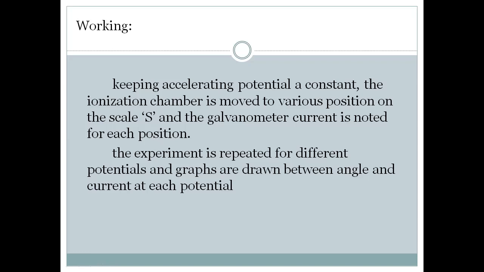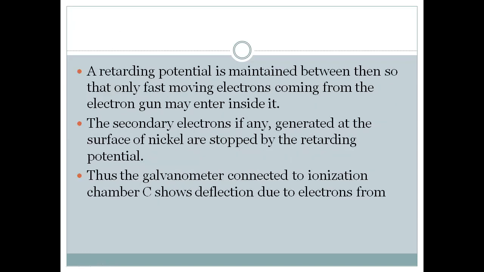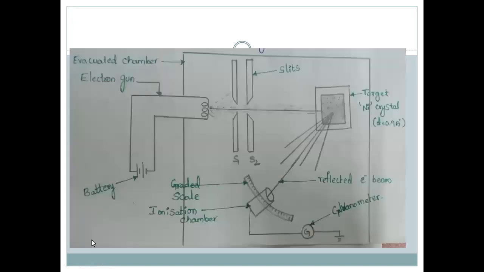So as you can see in the experimental arrangement, this ionization chamber can move on the graded scale. As you put it at a certain position on the graded scale and take the ionization current, record how much current is produced in the galvanometer. Again, the position will be changed, again like this. For different angles, we can record the corresponding currents in the galvanometer for a particular potential provided.